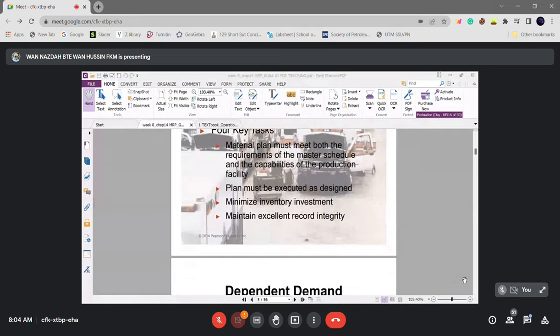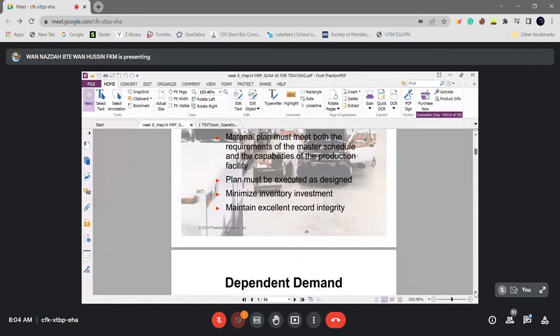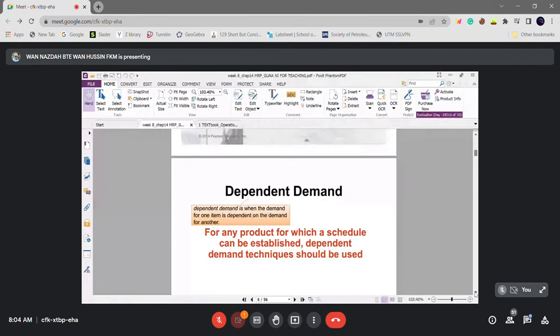Ada siapa lagi? Saya bagi Chan ada lagi beberapa few seconds. Alright. So this is the dependent demand. You can see the definition for dependent demand here.